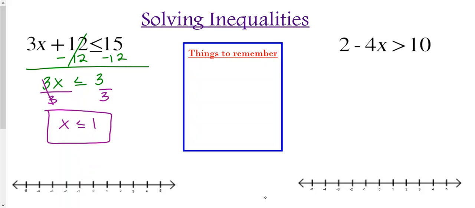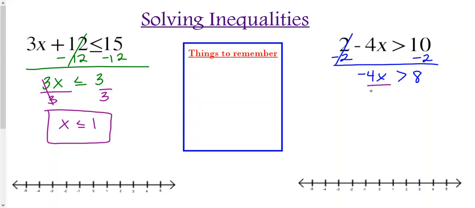Okay, let's go over to the second problem. So 2 minus 4x is greater than 10. So again, I need to get x by itself. So I'm actually going to start by subtracting this 2. All right, it's a positive 2. I need to subtract it. That leaves me with a negative 4x greater than 10 minus 2, which is 8.